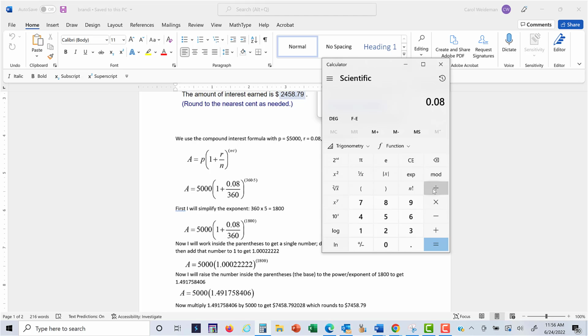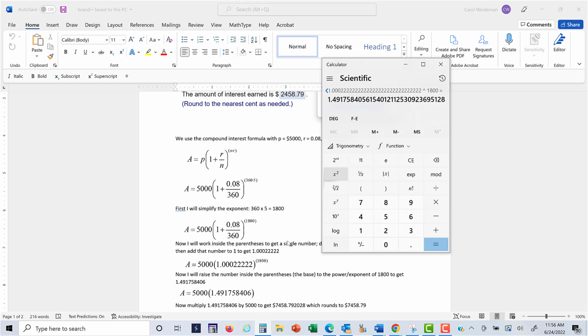So I'm going to take 0.08 and I'm going to divide by the 360 for the daily compounding. And then I'm going to go ahead and add that to 1. Okay, so now I've got the number in the parentheses. Now I'm going to raise it to that power I had of 1800 on this little scientific calculator. This is a Windows computer. This is the exponent key right here. So I'm going to push that key in and then I'm going to put in the 1800.